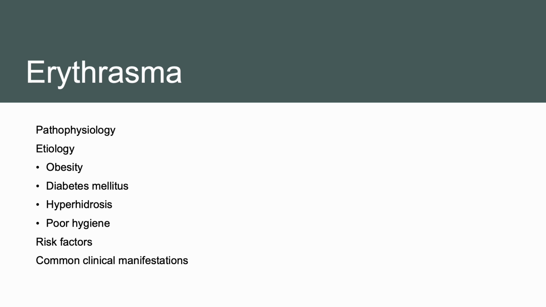Erythrasma is a superficial bacterial infection caused by Corynebacterium minutissimum. Corynebacterium minutissimum thrives in warm, moist areas of the skin. Risk factors are obesity, diabetes, hyperhidrosis, and poor hygiene. Common clinical manifestations: well-demarcated brownish-red patches in intertriginous areas, such as groin, armpits, and between the toes. There's often mild scaling and itching.